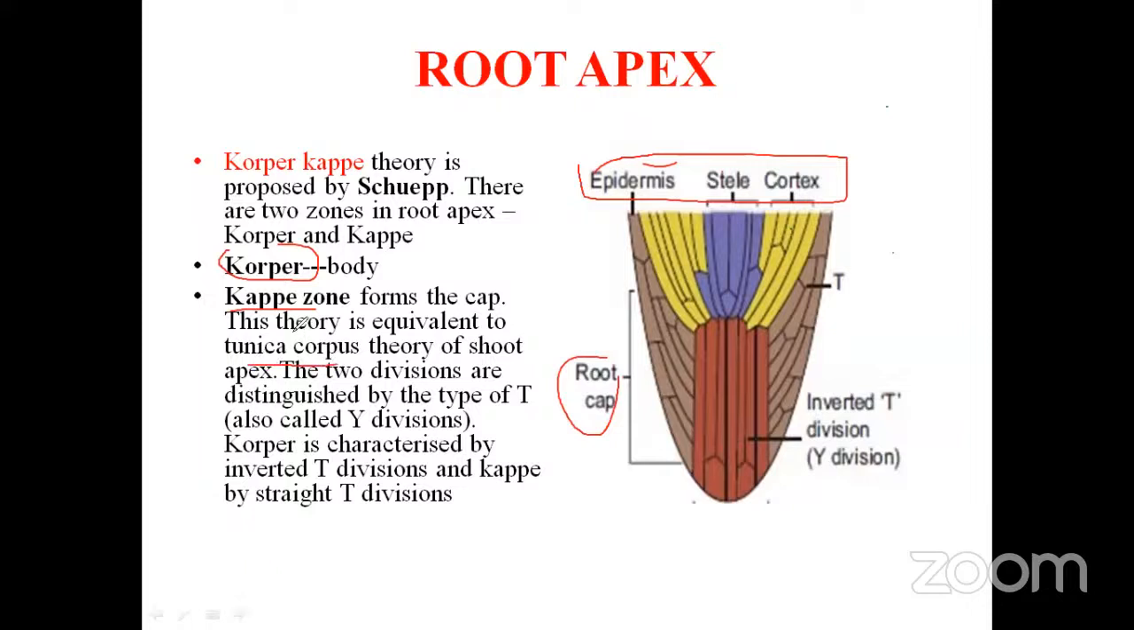In tunica corpus also, how many zones? Two zones, right. Here also two zones, Tunica and Corpus. And the two divisions are distinguished by the type of division, also called Y division. Tunica is characterized by anticlinal division and Corpus by irregular division.